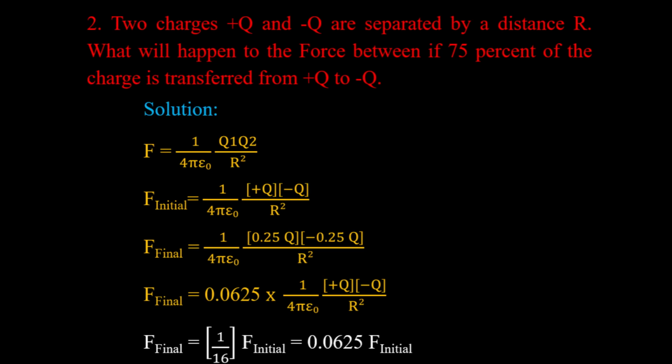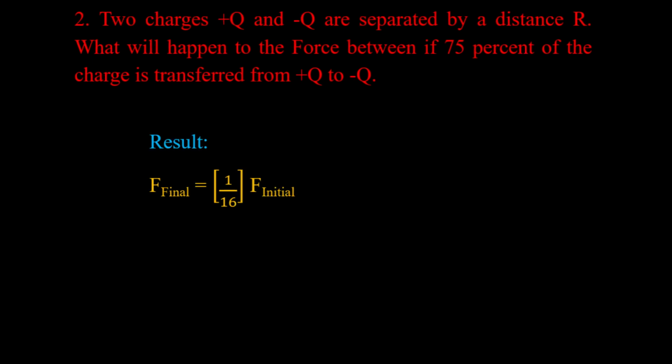So the answer can also be written as 0.0625 into 1 by 4 pi epsilon naught plus q into minus q by r square, which is equal to 0.0625 into F initial. Instead of plus q into minus q by r square into 1 by 4 pi epsilon naught, we have substituted F initial. Okay, so the final answer is 0.0625 into F initial, or if you are going to write in terms of fractions, you can write it as 1 by 16 into F initial. 1 by 16 is 0.0625. Okay, if you do the calculation, you'll know it. So this is the final answer.